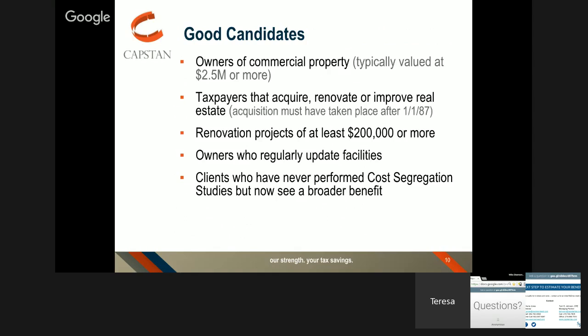Another good candidate is any taxpayers that acquire, renovate, or improve real estate on a regular basis. And when I was talking about the look-back opportunities, you can actually go back as far as '87. But I think by then you pretty much fully depreciated that asset. So unless you've had a lot of renovations or big improvements since that time, probably not worthwhile. I'd say the sweet spot is 10 to 12 years, something like that.